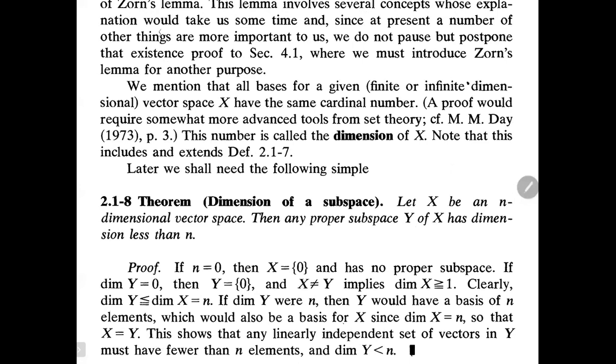And then a result about subspaces. If X is finite dimensional, then any proper subspace Y of X has dimension less than n. Proper subspace Y means there is at least one element in X which is not in Y. So the dimension of Y will be strictly less than the dimension of X.